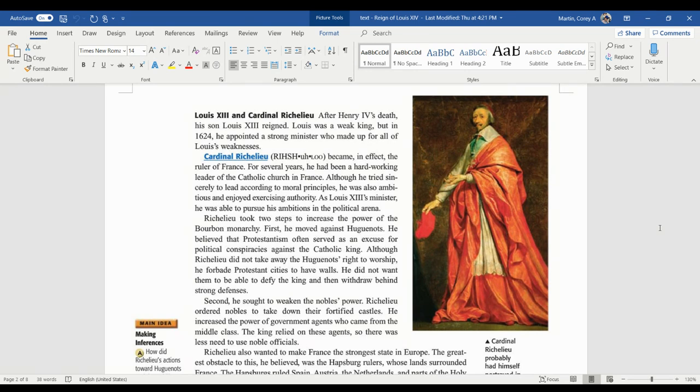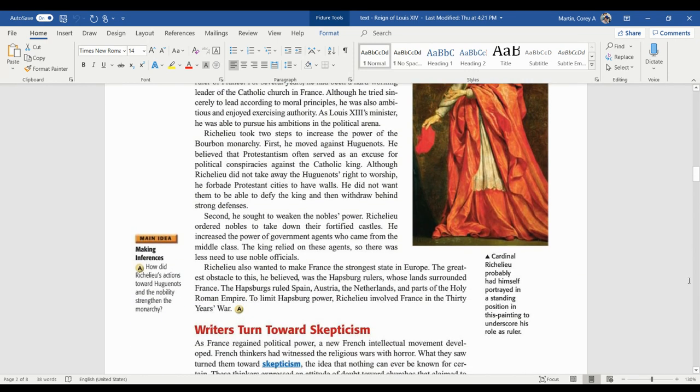For several years, he had been a hard-working leader of the Catholic Church in France. Although he tried sincerely to lead according to moral principle, he was also ambitious and enjoyed exercising authority. As Louis XIII's minister, he was able to pursue his ambitions in the political arena.